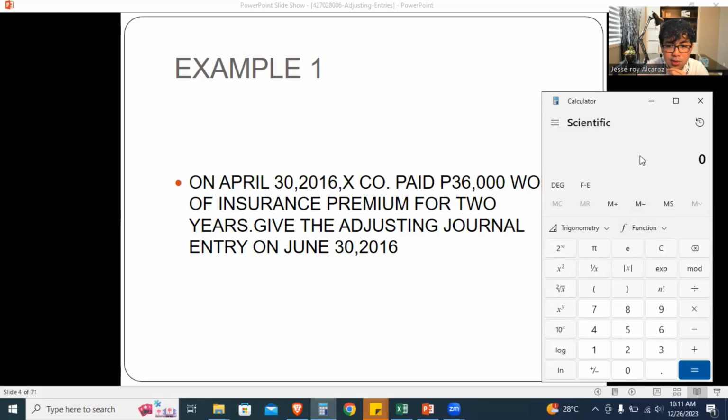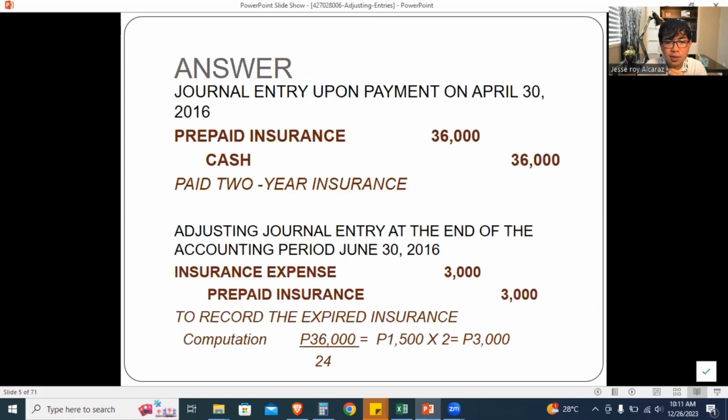So, sa 36,000 divided by 24. Sir, nganong 24 man? Because kani nga payment, the 36,000 is good for 2 years. And take note, 2 years, meron tayong 12 months per year, therefore 24 months. With that, we have to make an adjusting entry pertaining to insurance of 1,500 for every month nga mulabay. Since 2 months man na siya, times 2, so we have 3,000 pesos.